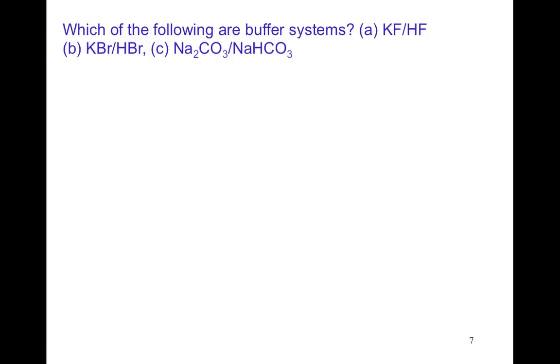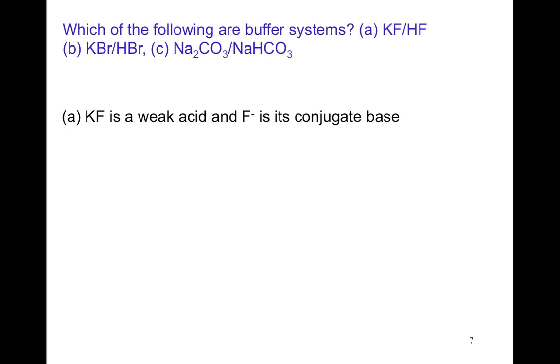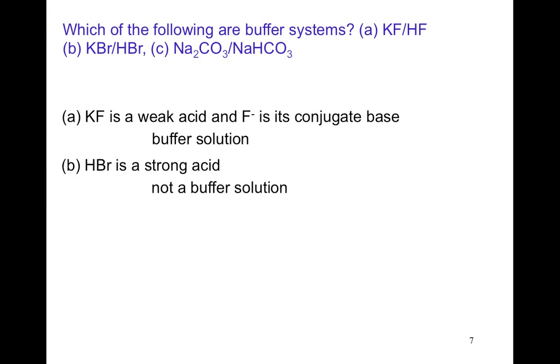So you can answer a question like this: which of the following are buffer systems? We got potassium fluoride and hydrofluoric acid and potassium bromide and hydrogen bromide and all of these different things. And basically you just have to ask yourself, well, is it a weak acid and a weak base? If it's not, then it's not really a buffer. HF is a weak acid, and the fluoride ion is a conjugate base. So that's going to work fine as a buffer. HBr is a strong acid, so that's not going to be so good.